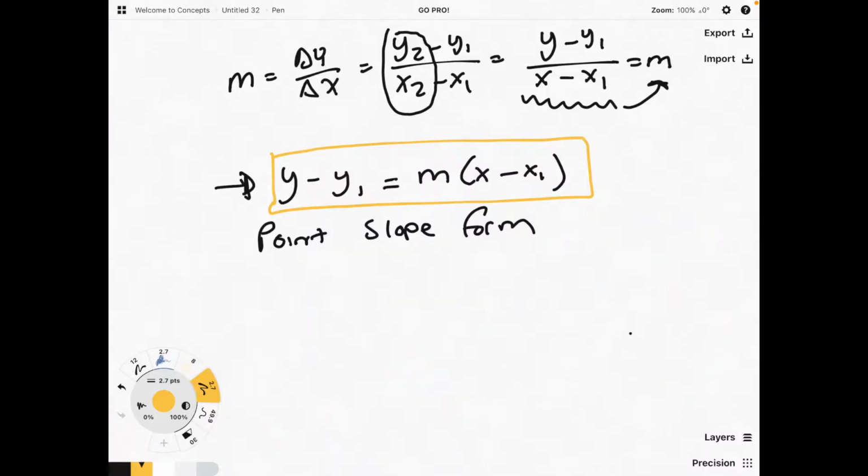Hello, today we will continue our conversation about linear lines. This is part 2 of a two-part series. I will link part 1 in the description below.